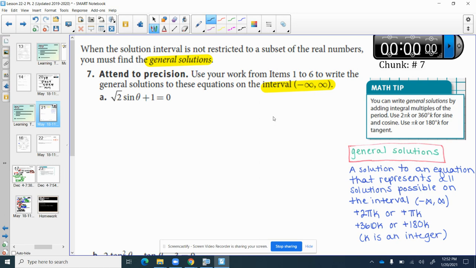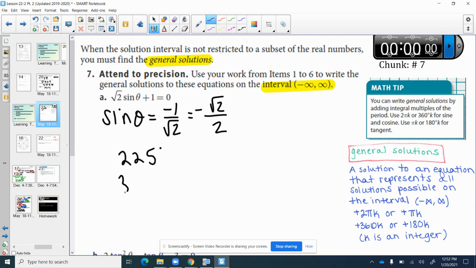Okay, so we have some more trig examples to solve, and with the general solutions, in this particular one, if we start solving to isolate sine, we would subtract 1 and divide by the square root of 2, and after rationalizing, we're looking for where sine is negative square root of 2 over 2. Well, because we're going from -infinity to infinity, we do want to consider first 0 to 360 degrees, right? So if we were just saying 0 to 360, our two answers would be 225 and 315, or 5 pi over 4 and 7 pi over 4 if we were in radians.